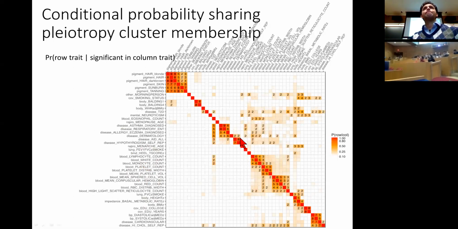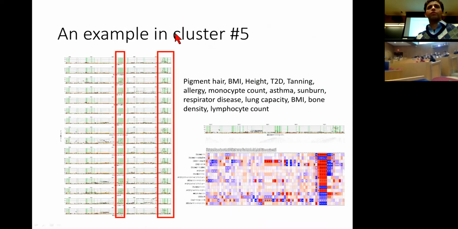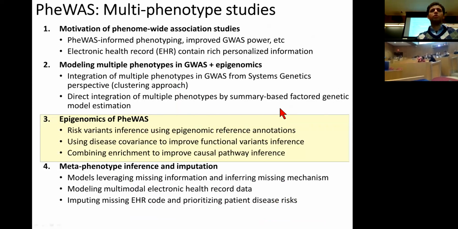Everybody with me so far? And then here are some of the clusters, zooming in. One cluster has lung capacity, cardiovascular disease, respiratory disorders. Here's another cluster that has pigment, hair, BMI, and so forth. So that's another way to carry this out.